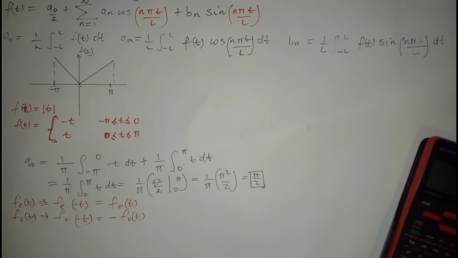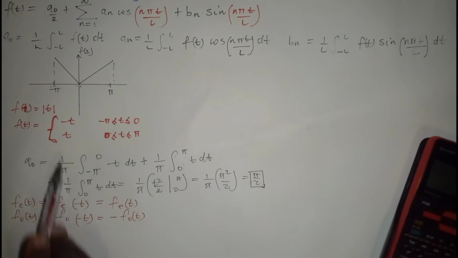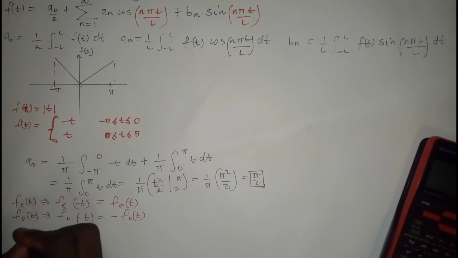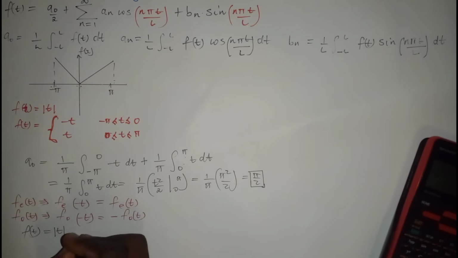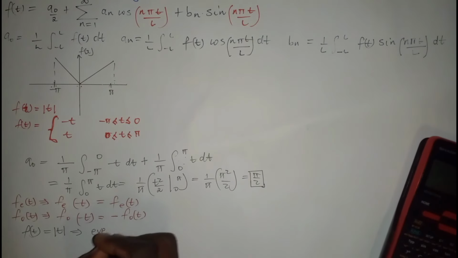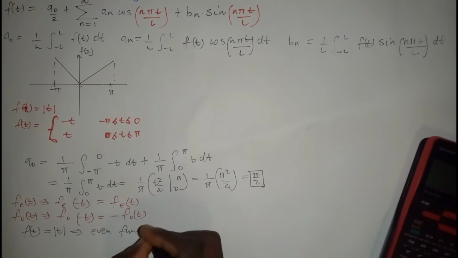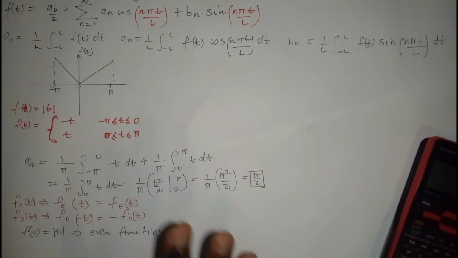So what about this one? Is it an even or an odd function? We can see that f of negative t is also equal to f of t. So that means we can say this function f of t equals mod t is an even function. By just knowing this information, this will save you time in an examination. Instead of calculating an, bn, when you know the type of graph you're dealing with, you can just say an equals 0, bn equals 0, and a naught equals 0, depending on the type.